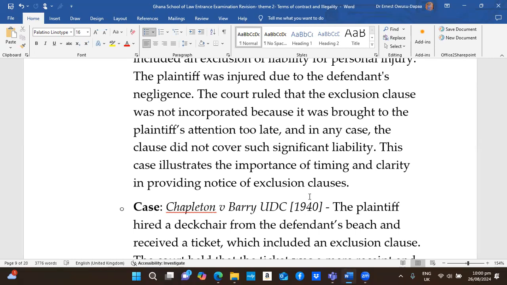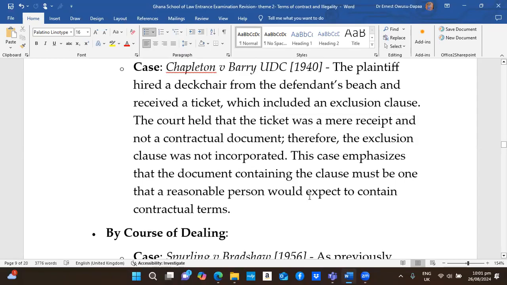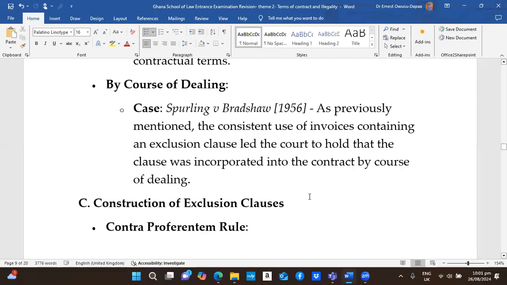So where was the contract made? If the contract was made at the point that you were given the ticket, then you were not aware of those conditions. So the timing is very important. Just like Chapelton against Barry, you see that one too. As you remember, the exemption clause was at the back of the receipt or ticket, and the court took the view that the contract was made before the person became aware of those exemption clauses, as it were. We've also seen how course of dealing may be used as a basis of holding that exemption clause or exclusion clause was incorporated into the contract by the parties.